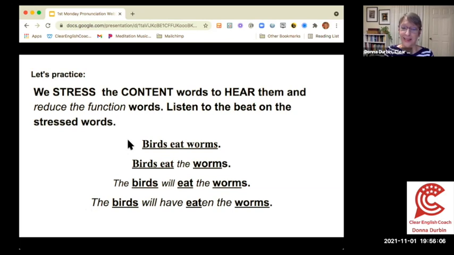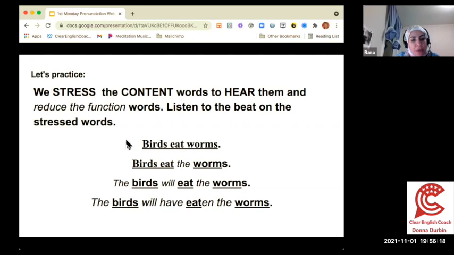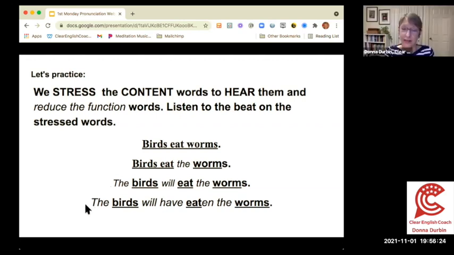Excellent. Rana, you guys are doing great. And by the time you get to the last group, you notice they've got it down because they've had a chance to practice. Okay, Rana. Birds eat worms. Birds eat the worms. The birds will eat the worms. Good. The birds will have eaten the worms. Excellent. Very good. You guys did great.